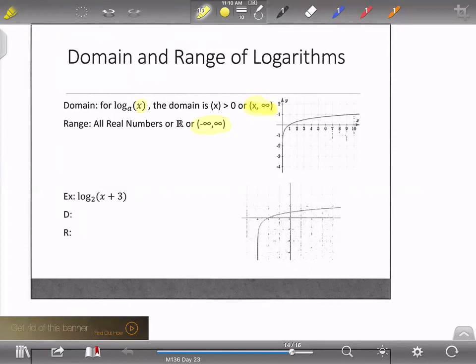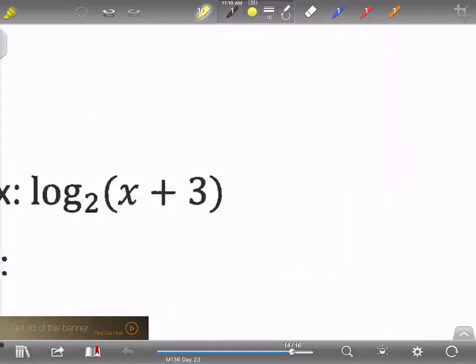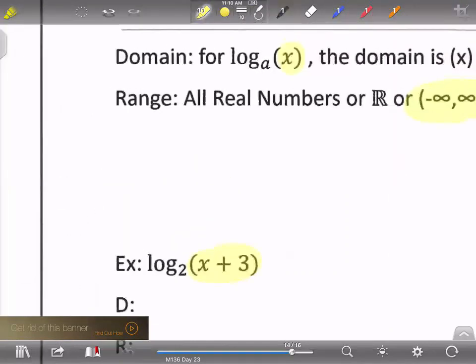So we have an example down here at the bottom. We're given log base 2 of x plus 3. That's actually this graph over here on the right-hand side. Remember that plus 3, since it's inside our parentheses, actually translates our graph to the left 3. So for our domain, all we need to do is take what's inside our parentheses here and set it greater than 0. So x plus 3 must be greater than 0. Whatever you have in those parentheses must be greater than 0.